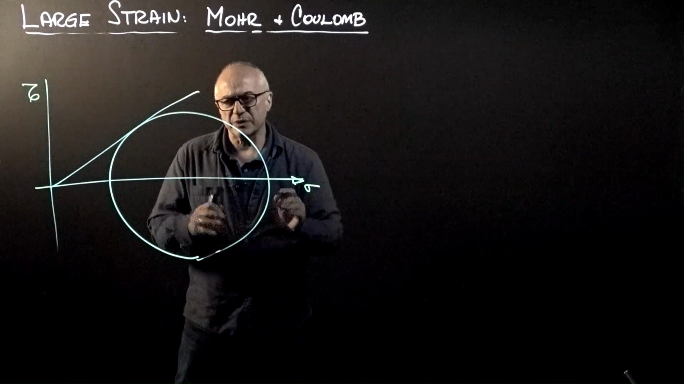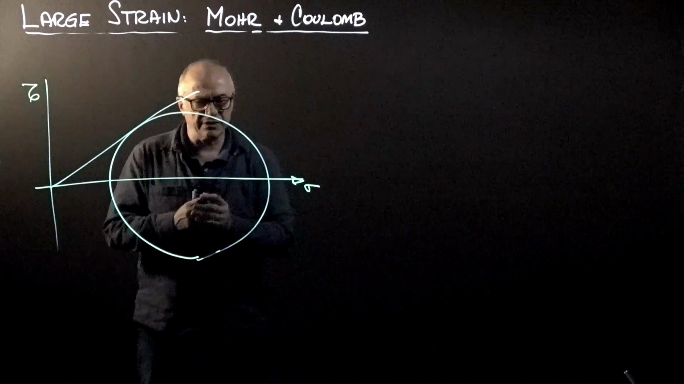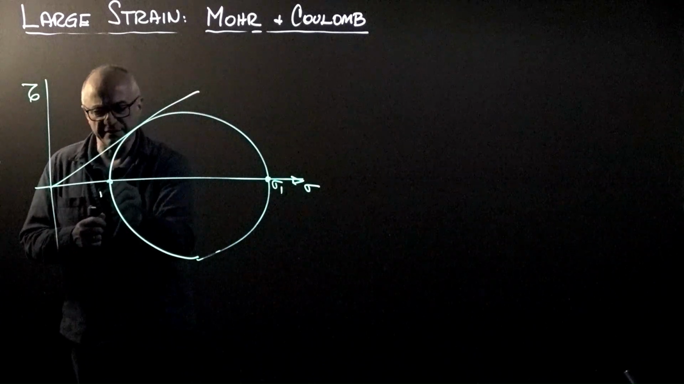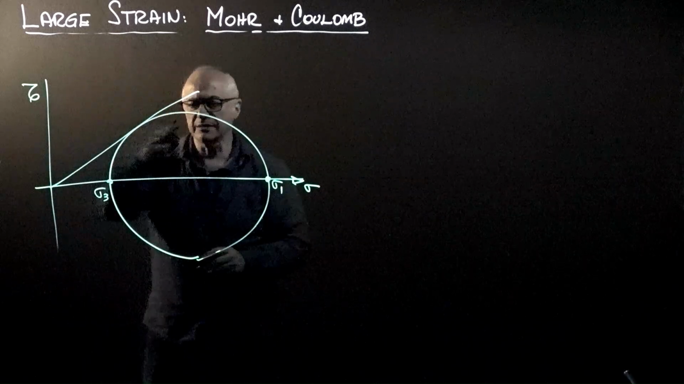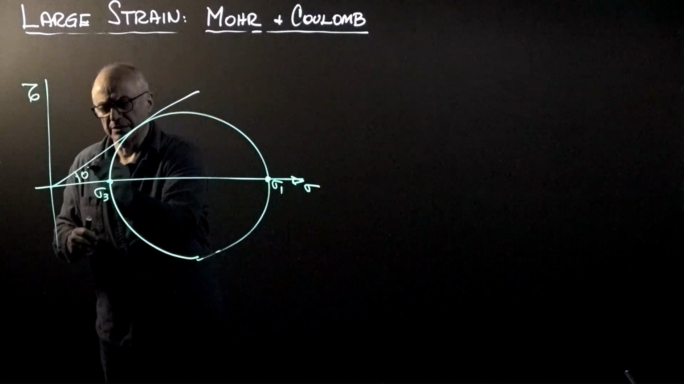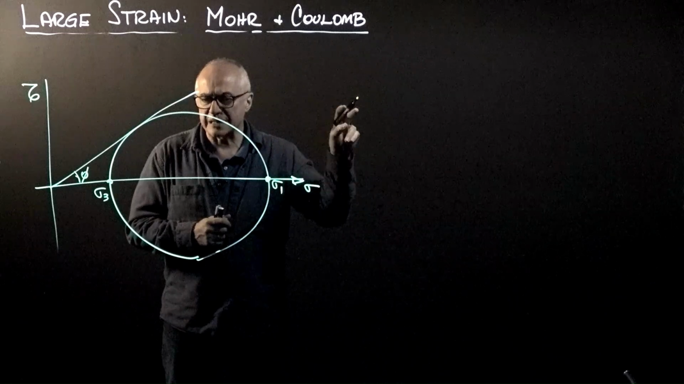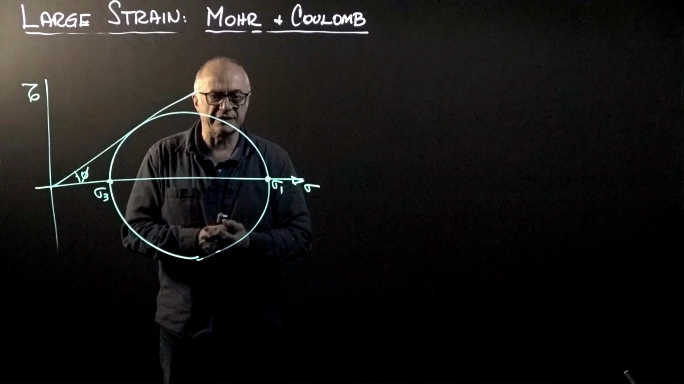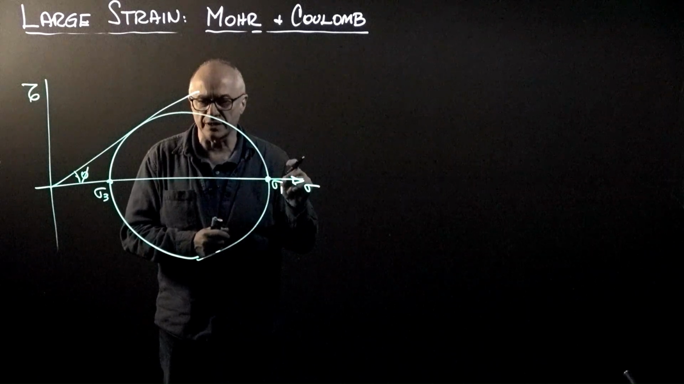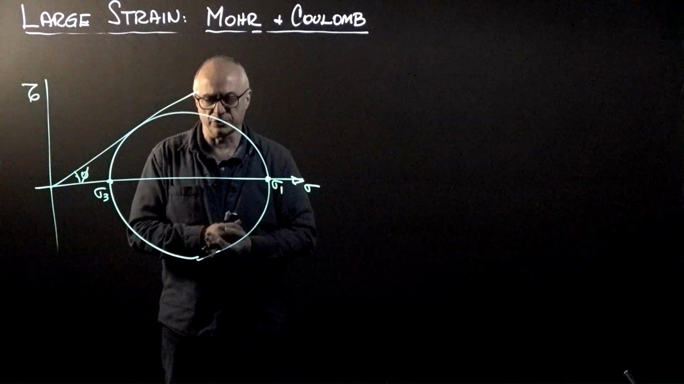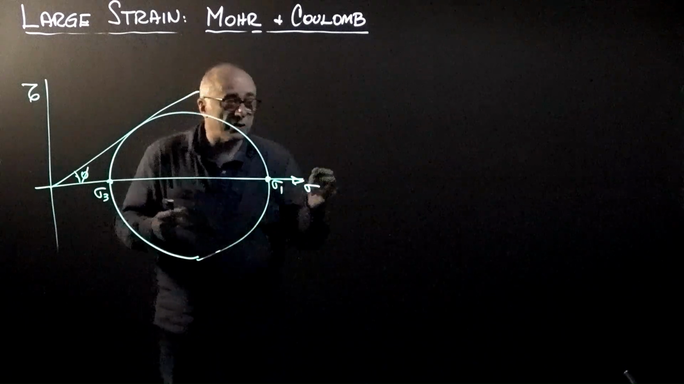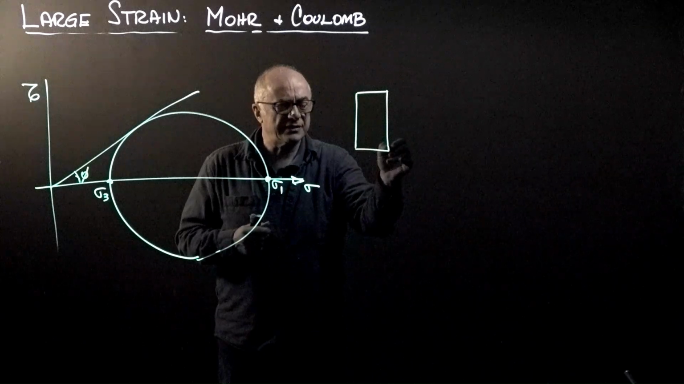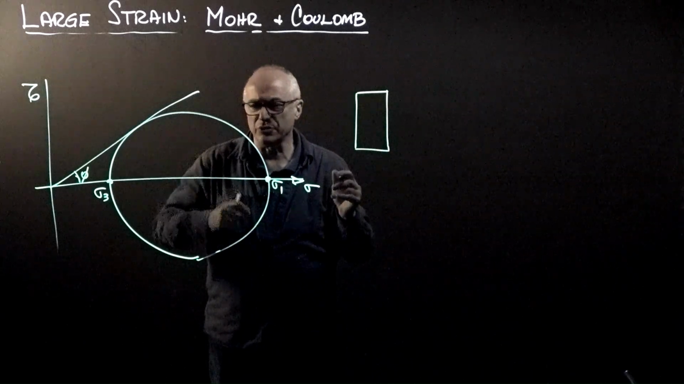We said that when the circle is touching the failure envelope, the relationship between sigma 1 and sigma 3 is totally determined by the friction angle: (1 plus sine phi) over (1 minus sine phi). By the way, that has a trigonometric identity, which is tangent squared of (45 plus phi over 2). But you may also wonder, what is the orientation of the stresses at the point of failure?